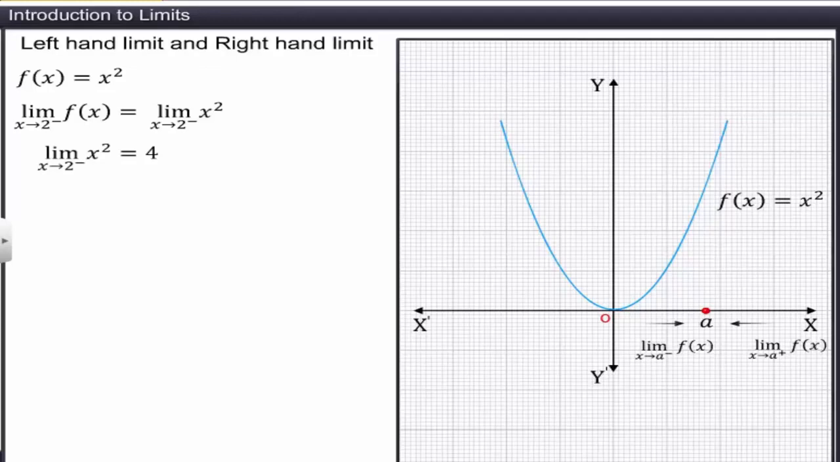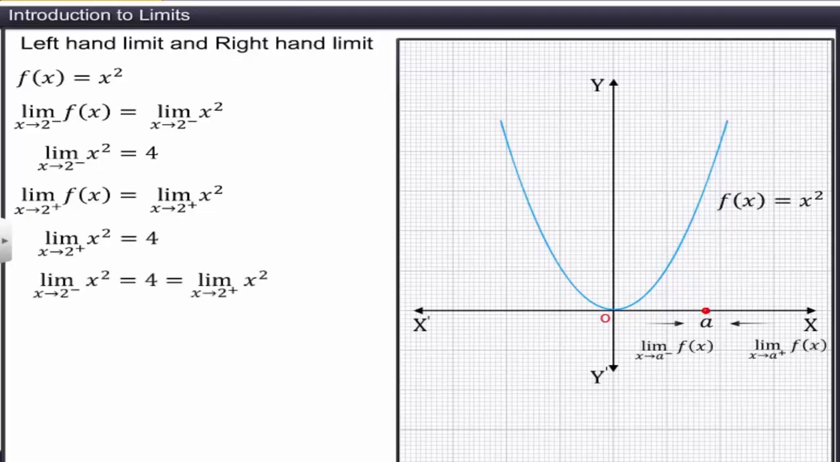Similarly, when we find the right-hand limit, we follow the same procedure. On the right of the point 2, the function is x square. The value of the right-hand limit is 4. Thus, the left-hand limit is equal to the right-hand limit. Now we can say that the limit of the function exists and is equal to 4 at x equal to 2.